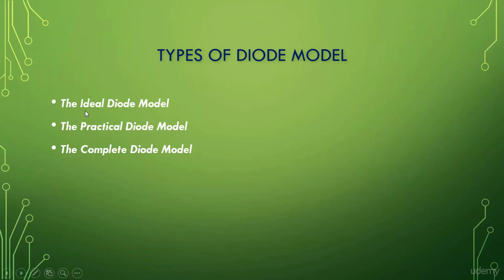And the third type is the complete diode model. The complete diode model is the most accurate of the diode models. It includes two diode characteristics that are generally considered only for circuit development.